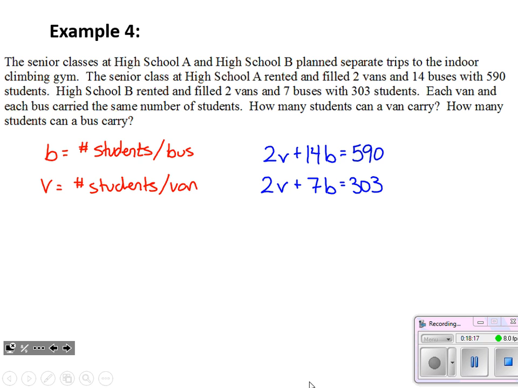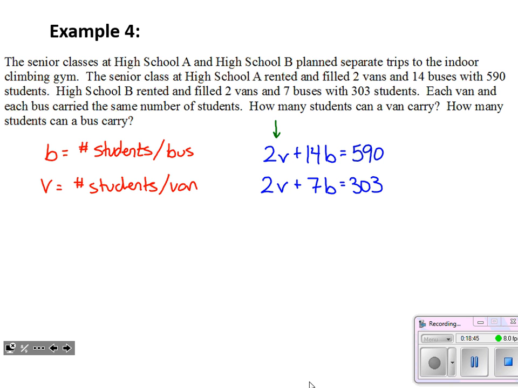Now, at this point, you get to make the decision. Is substitution going to be easier, or will elimination be easier? I certainly don't want to graph those 2 lines when you see numbers like 590 and 303. That would be really difficult to graph accurately, really painstaking. It could be done, but it would be a really tedious task. I'm going to choose the elimination method just because we've got 2v in both of those equations.